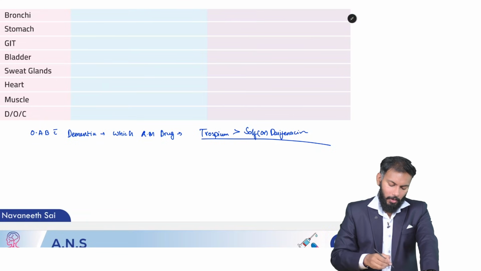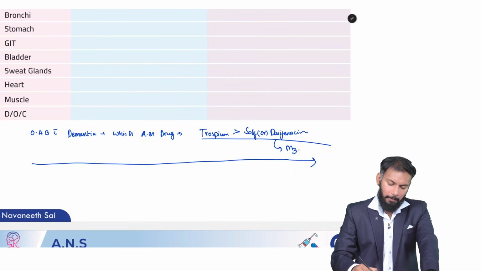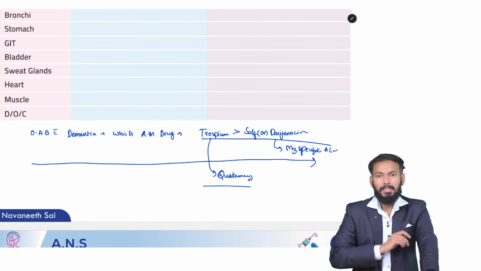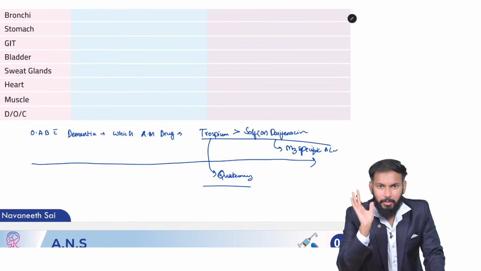Did you understand this much? Once you go from oxybutynin to solifenacin and darifenacin, they will become M3 specific blockers. But why are we using trospium? Because it is a quaternary amine. That is why this is very important for your NEET-PG and INI-CET exam questions.